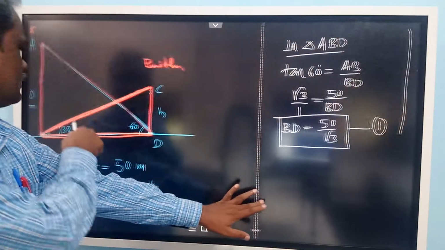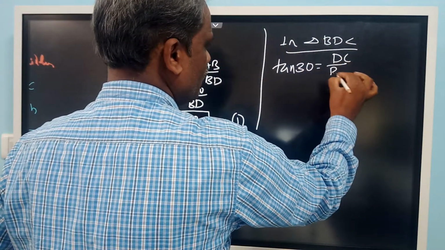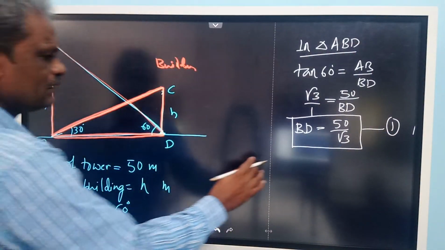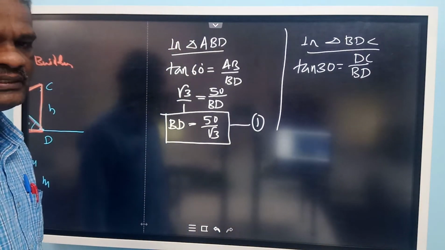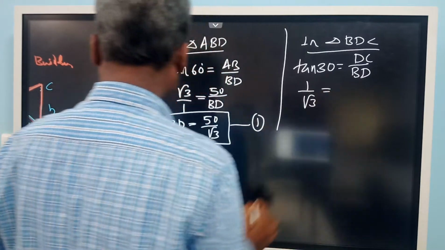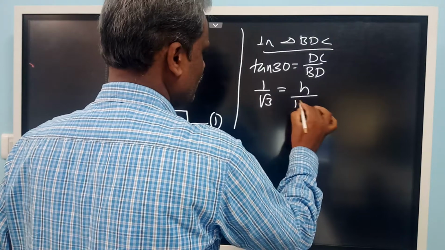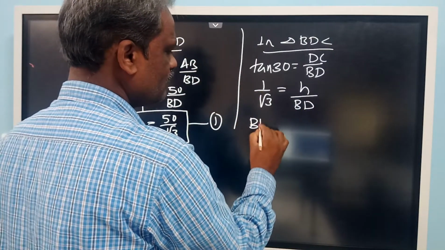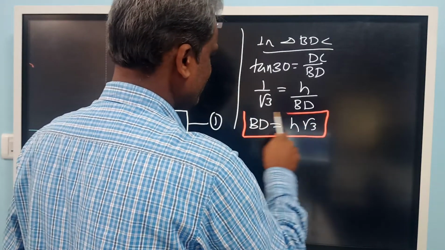You can use trigonometric ratio tan 30. Opposite side here for 30 degree is DC, so DC by adjacent side BD. So tan 30, what is tan 30? It is 1 by root 3. And the length of DC we have taken as H, so H by BD. Cross multiply, BD will be equal to H root 3. So you got the second equation.